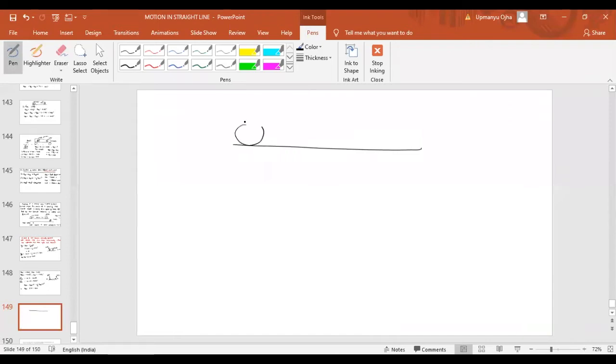We have two objects, A and B. A is moving on the right side with the speed of 10 meter per second. B is moving on the left side with the speed of 5 meter per second. Can you find the velocity of A with respect to B, and second, the velocity of B with respect to A? A is moving with 10 meter per second and B is moving 5 meter per second, but directions are different, okay? B is moving on the left side and A is moving on the right side.